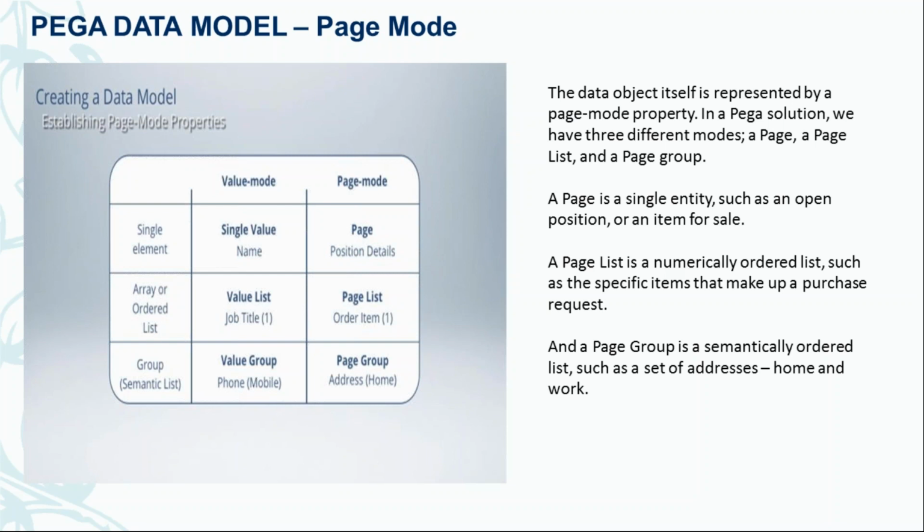But in a page we can extend the properties, like if you want to add multiple properties for the same attribute, we are able to do that. So Pega's best practice says don't go for value mode properties, go for page mode properties. Even if it is a single entity, like single attributes, page will be better.